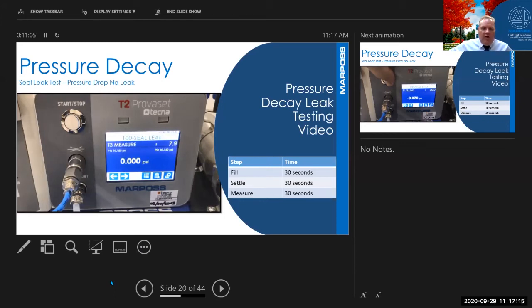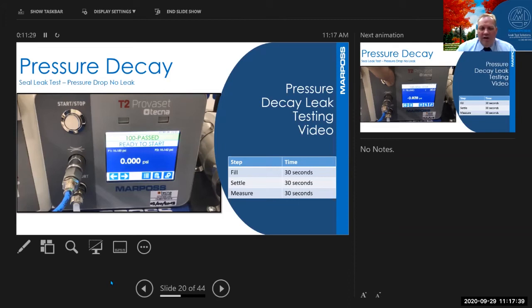Let me talk to you a little bit about this, the seal leak test. This is a test that's 90 seconds long. It's 30 seconds of fill. We're trying to make sure that we can see the test part, that we can actually get up to the test pressure. Then the next 30 seconds, we go into the settle phase where we're allowing the part to stabilize, and we're just monitoring for a gross leak.